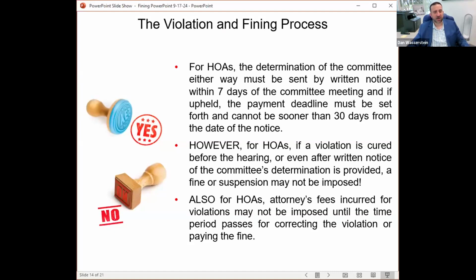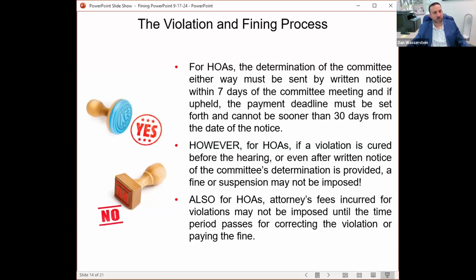So the owner gets a letter after that committee meeting that would say, let's say, either the fine was denied, or more commonly, the fine was upheld. But now instead of saying it becomes due and owing 5 days from the date of this letter, now it's 31 days from the date of the letter. Why is that important, that extended period of time? Because again, new legislation for HOAs, if a violation is cured at any point in the process, even that 30-day window when that letter of determination is sent, the fine cannot be imposed if the owner cures the violation.